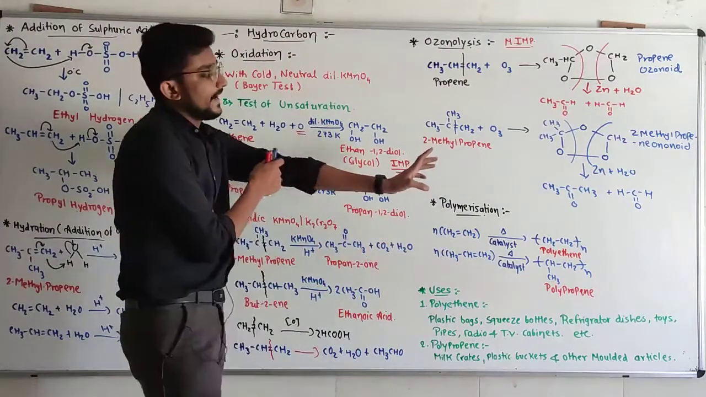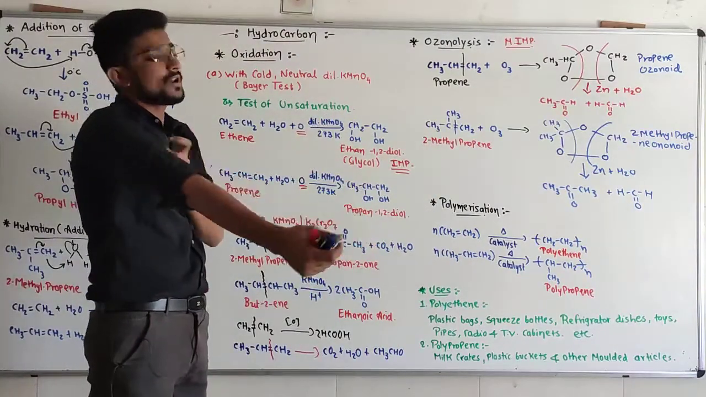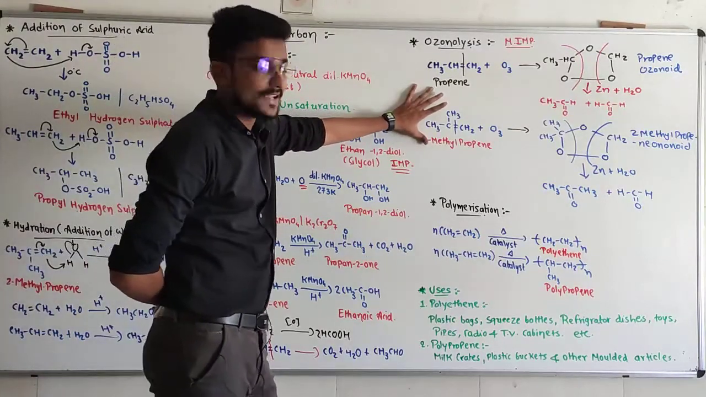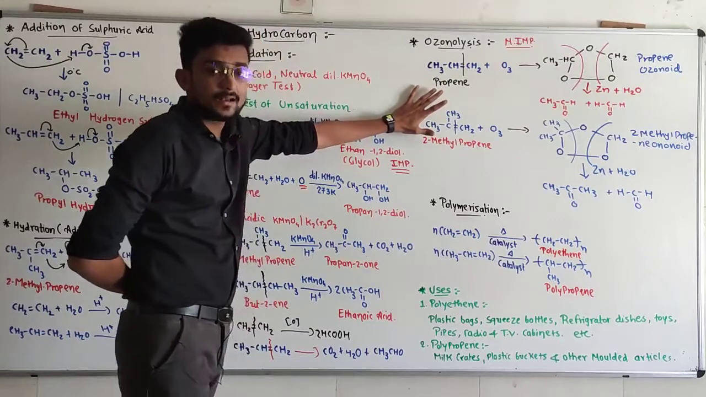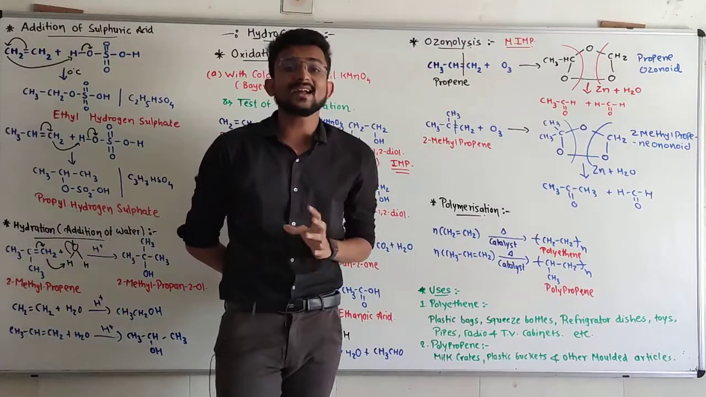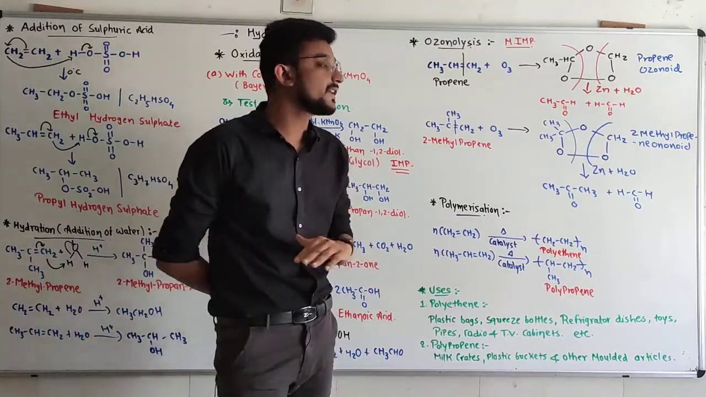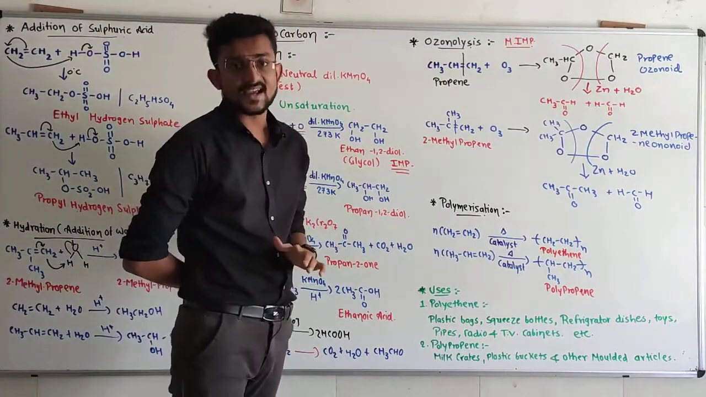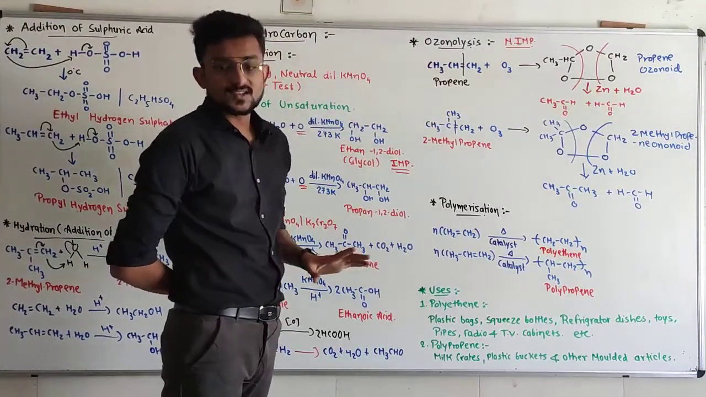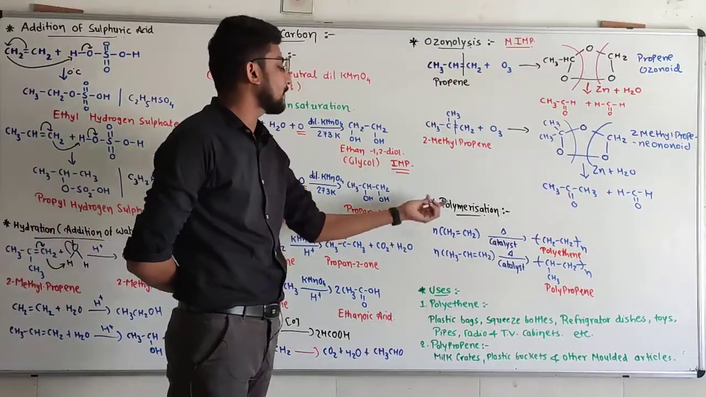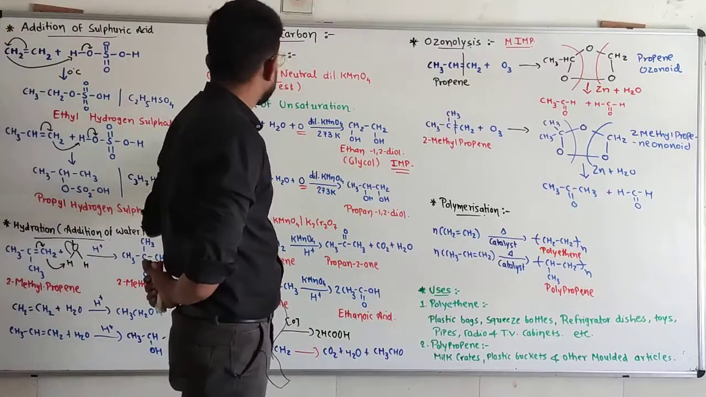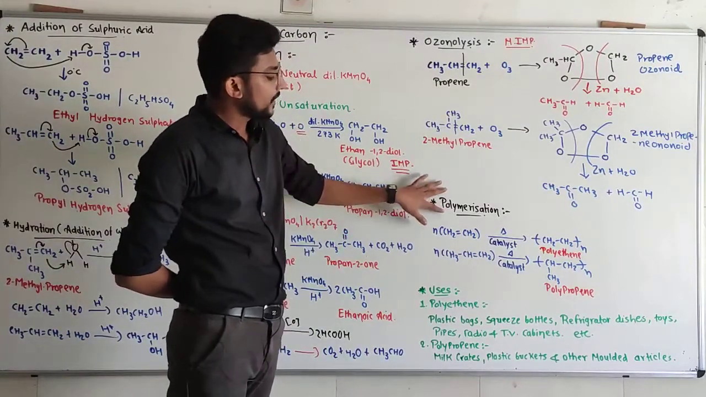Likewise, we can do ozonolysis on many more alkene compounds, and this topic is most important for you guys. A 3-marker question is there on ozonolysis, as well as some numericals in the exercise that we will discuss whenever we solve the exercise. So that was all about ozonolysis. Now let's talk about polymerization, the last chemical property of the alkene. Polymerization of alkene.